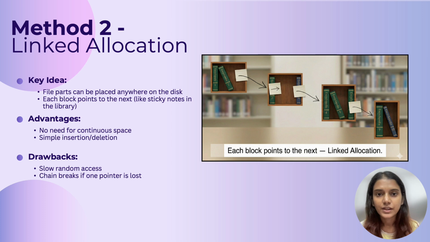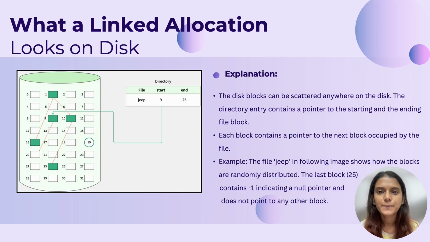But there's a downside. If you want to jump directly to volume 5, you can't. You have to follow each sticky note one by one. And if even one sticky note is lost, the chain breaks and the rest of the file becomes inaccessible. So in the diagram on this slide, you can see exactly how that works. The file jeep is stored in random blocks across the disk, and each block contains a pointer to the next one. The final block has a negative pointer, meaning the file ends here. This avoids fragmentation but sacrifices fast random access.